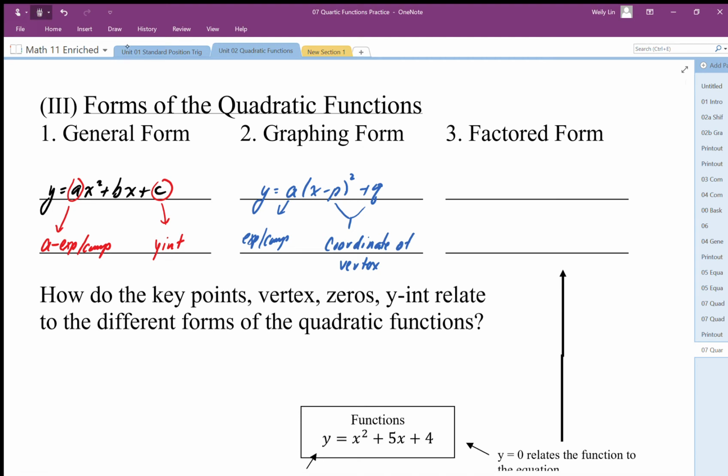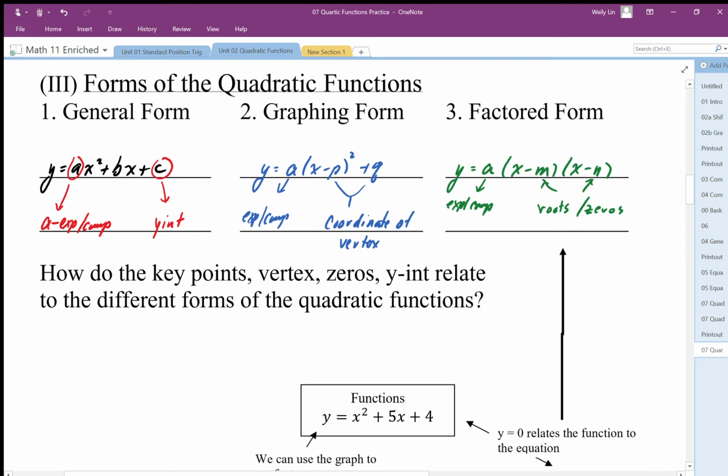And finally, the factored form is very useful as well because, again, they all give us the a value, the expansion compression. But this gives us the roots. So these are the roots, or the zeros. And although it doesn't give us directly the axis of symmetry, it does indirectly give us the axis of symmetry because these are symmetrical coordinates. So for any two symmetrical coordinates, we just need to find the middle to find the axis of symmetry.